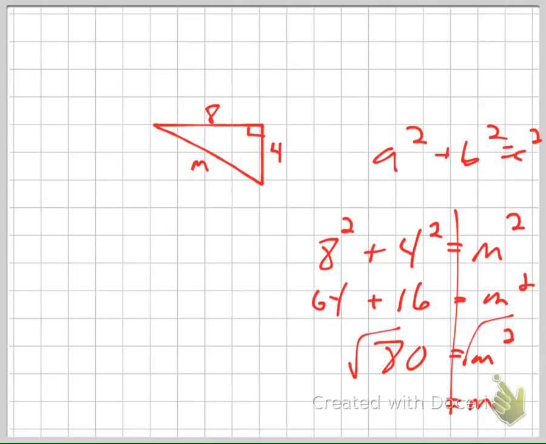Couple of things. If I want to know the exact answer, we talked about this yesterday. If I want the exact answer, what is the answer to this? m equals the square root of 80. That's the exact answer. And if they don't tell you otherwise, that is the answer. If they don't give you any instructions as to how best to answer it, your answer is the square root of 80. They may say round to the nearest whole number.